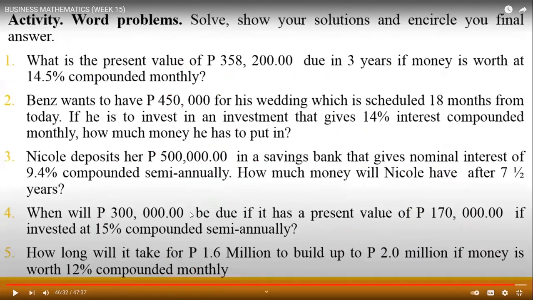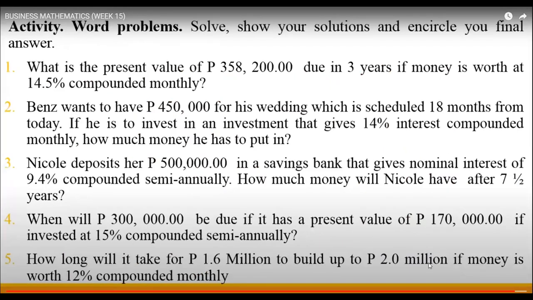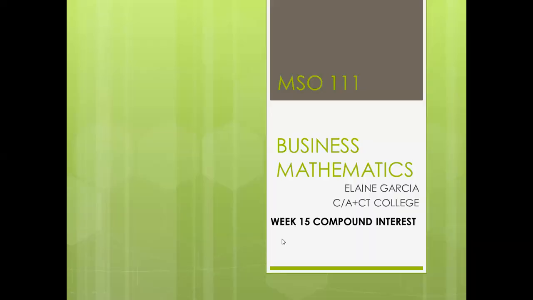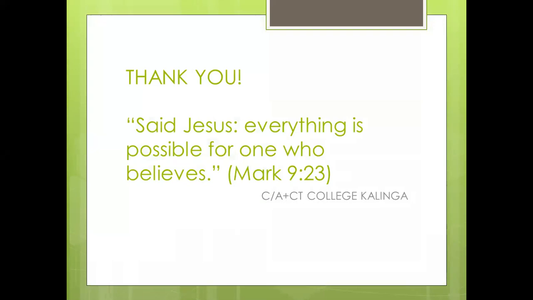So for your required activity, answer the word problem. We have 5 items. So kindly submit it as well. So let's go back to our discussion. So once again, we have discussed compound interest and defined simple interest as well. Determine the amount of interest, principal, and future value.